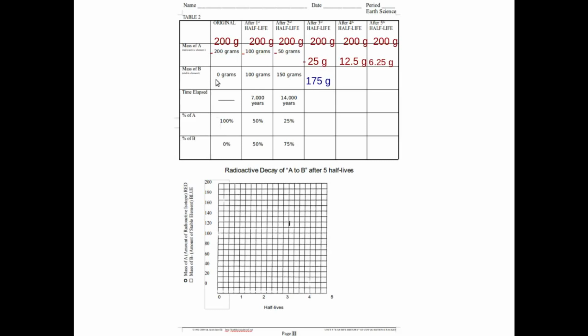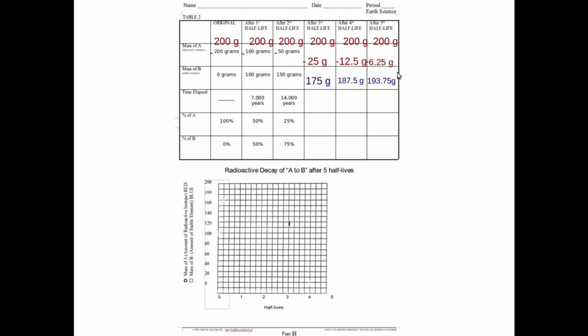So the stable end product, in this case B, increases by the amount that this decreases each time. So 175 grams plus, 200 grams minus 12.5 gives us 187.5 grams. And then the last one, 200 grams minus 6.25, gives us 193.75 grams.